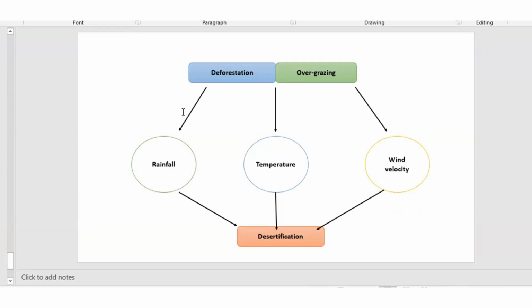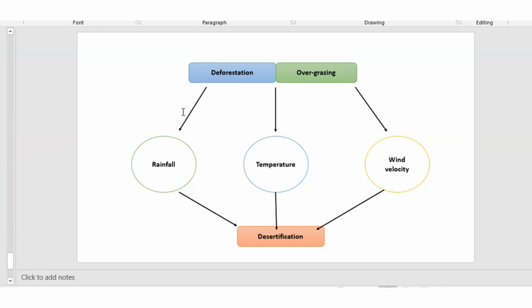So often deforestation and overgrazing are responsible. They affect factors like rainfall, temperature, and wind velocity, and this in turn leads to desertification. So agar deforestation hoga to rainfall and floods are affected. Overgrazing hogi to wind velocity is affected. If the trees no longer offer a huge green cover to offer resistance to heavy velocity of winds, like an acacia plant which has a huge green cover, but if that green cover is lost, it won't really offer any resistance to the high velocities of wind. And temperature also starts increasing because of events like deforestation.